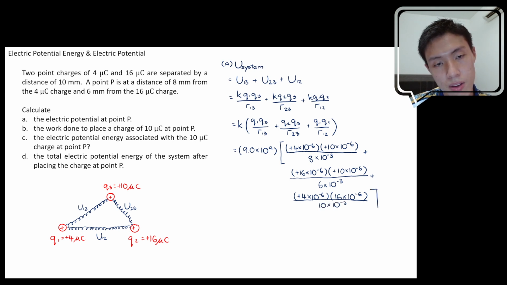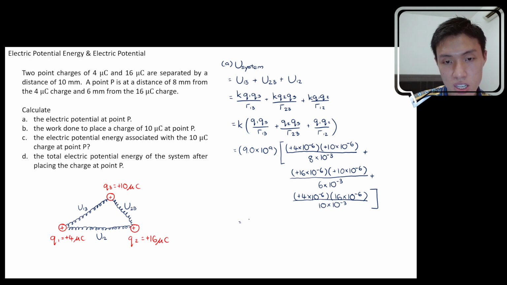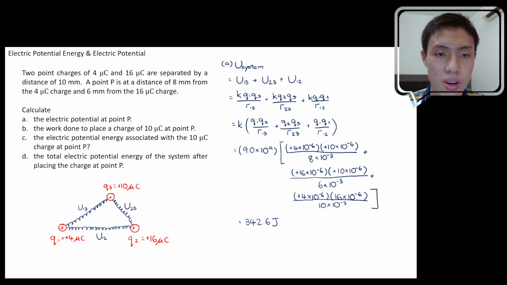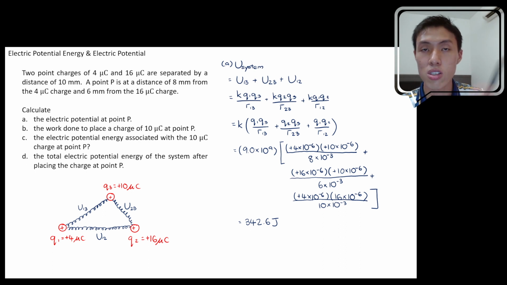I sum up everything, and if I calculate, my answer for the total potential energy of the system will be 342.6 joule. If there's a mistake, it's probably just a calculation mistake somewhere where I substituted wrongly, but if you do everything correctly, this is the way to do it, and you are able to determine the total potential energy using this method.